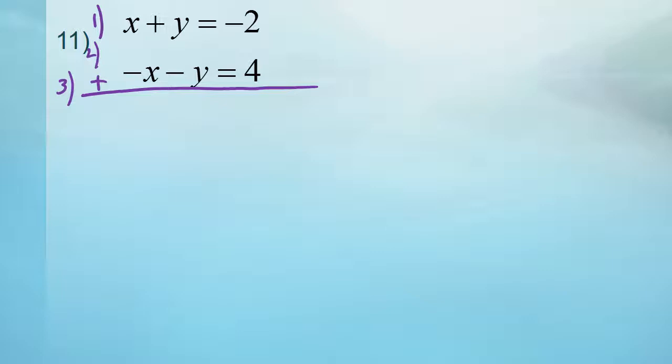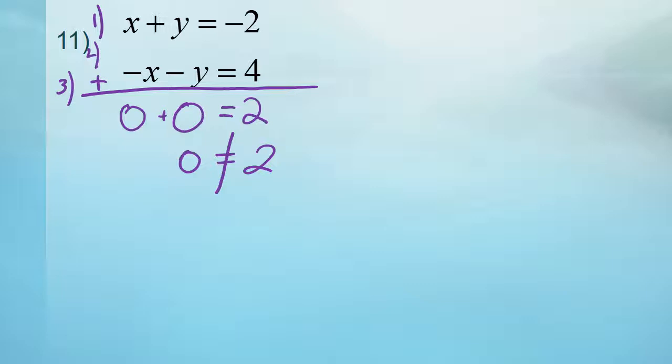1x plus negative 1x is 0x. Positive 1y plus negative 1y is also 0. Negative 2 plus 4 is 2. So actually we have 0 equal to 2. Is that a true statement? In this case it's not. So put a slash through that equal sign anytime it is untrue.